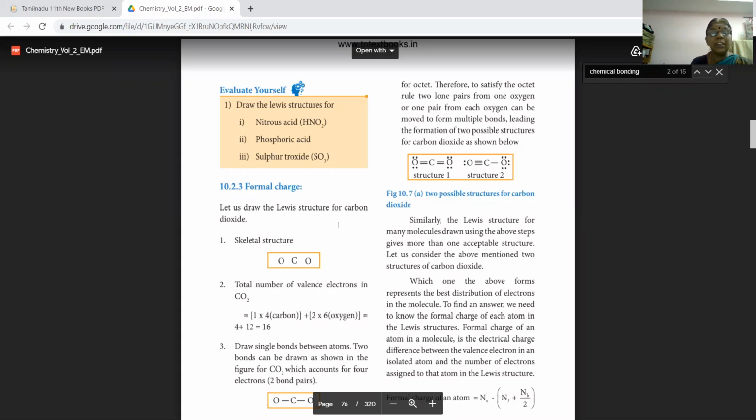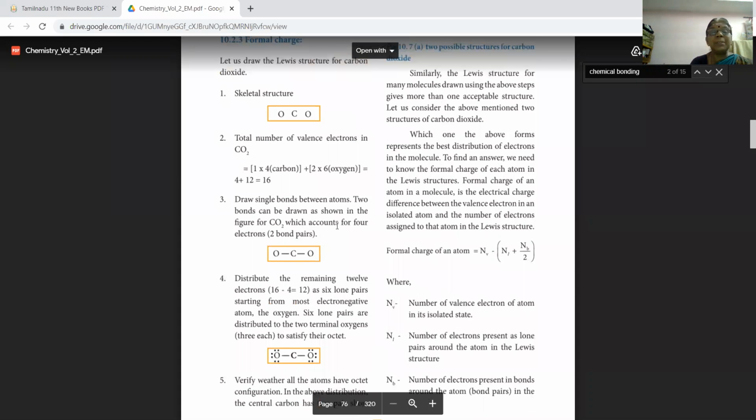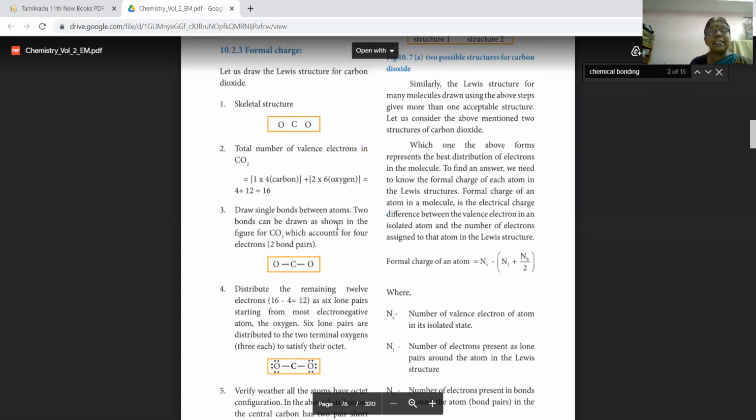First, we are going to draw the Lewis structure for carbon dioxide, and for that, some steps are there. First, you should draw the skeletal structure, that is O, C, and O. Then you have to find the total number of valence electrons in carbon dioxide. For carbon, 4 electrons are there, and for oxygen, 6 electrons. So 1 into 4 for carbon and 2 into 6 for oxygen. If you multiply, you will get 16.